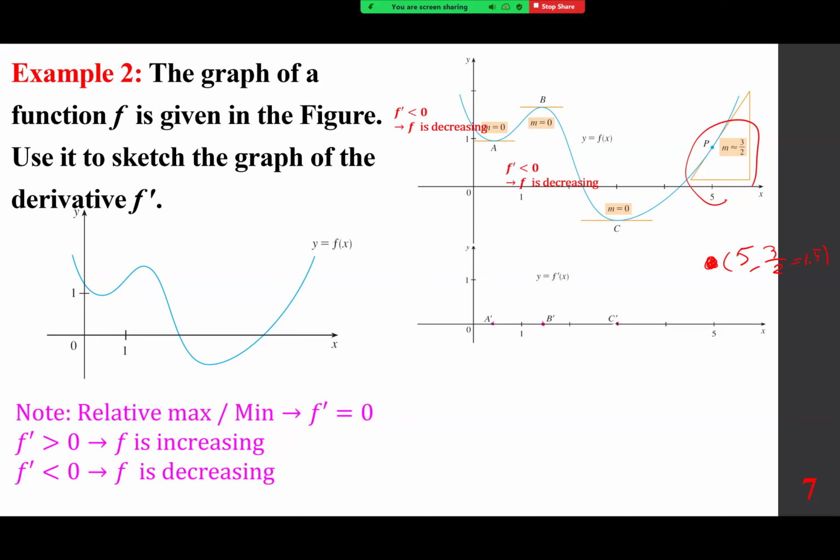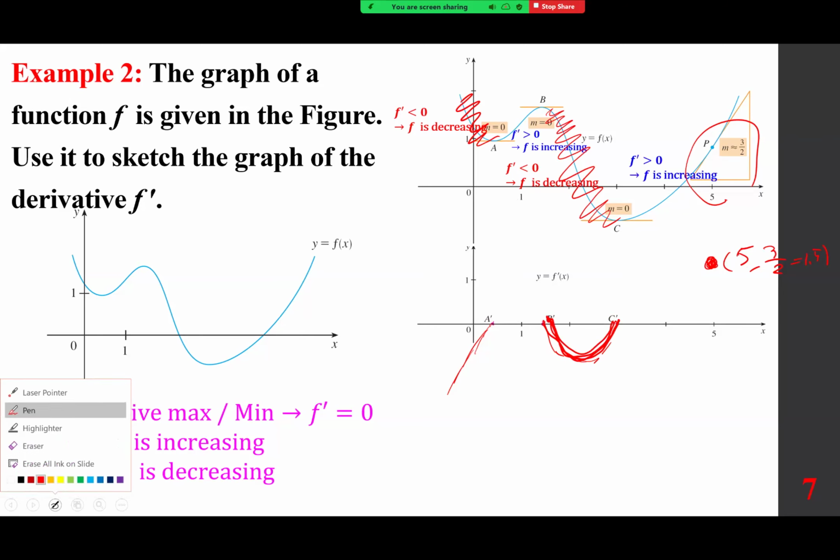Now, f prime is less than 0 where f is decreasing. So if you look at this part, it's below the x-axis. It doesn't have to be exact. If you look at this part, it's also below the x-axis. However, at B, f prime is 0, at C, f prime is 0. So it's below the x-axis, but at some point has to come back up, looking like this. This part is increasing, and so is that part.